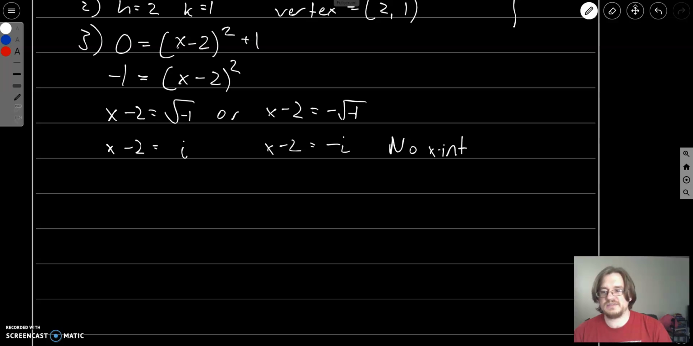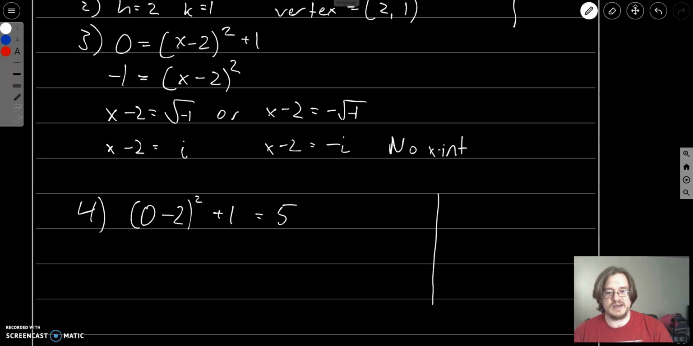The y-intercept is just when we plug in 0. So this is going to be (0 minus 2) squared plus 1. So negative 2 squared is 4, plus 1 is 5. And we now have enough to graph our parabola. 1, 2, 3, 4, 5. 1, 2.